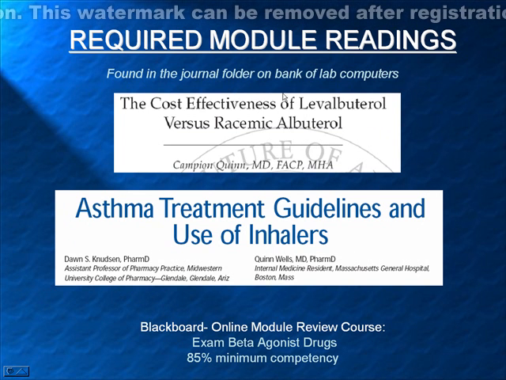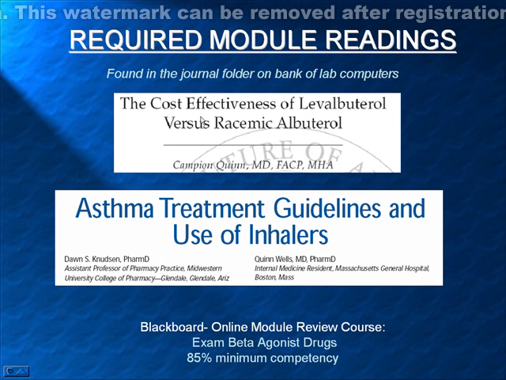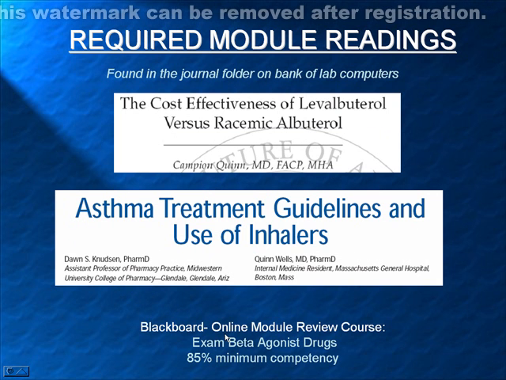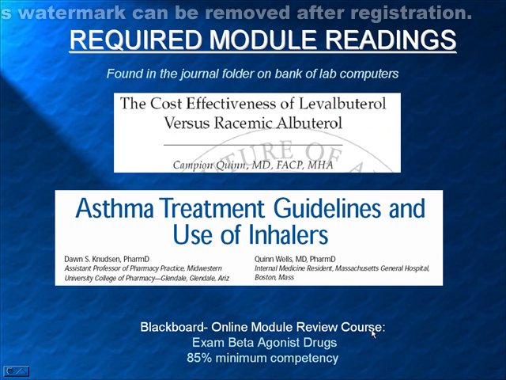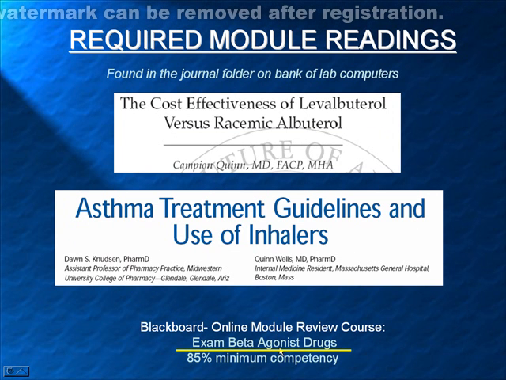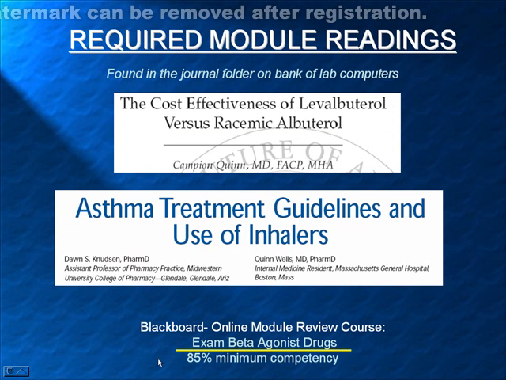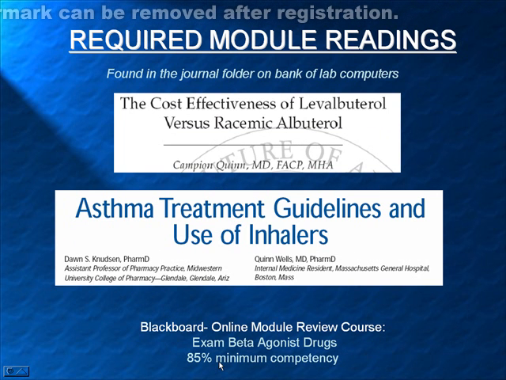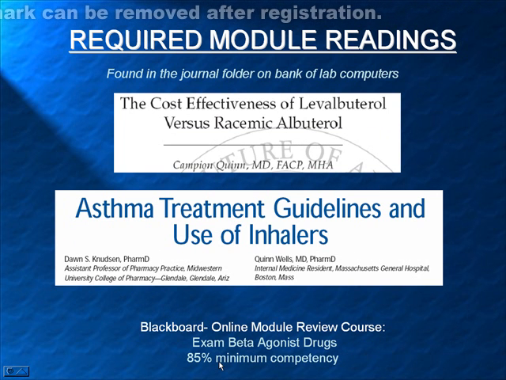Once you have finished reading the articles and have reviewed the module a couple times, you can then go to the online module review course in Blackboard, and you can attempt to take the exam on beta agonist drugs. It is required that you get a minimum of 85% on the beta agonist drugs exam. You can, however, take that exam as many times as you need to until you achieve that. So this completes the module review on beta agonist drugs.